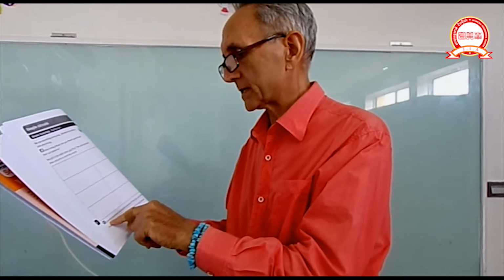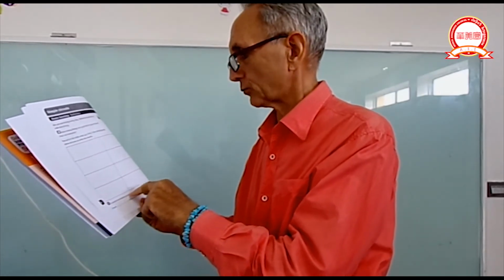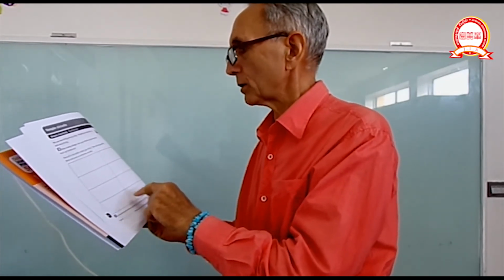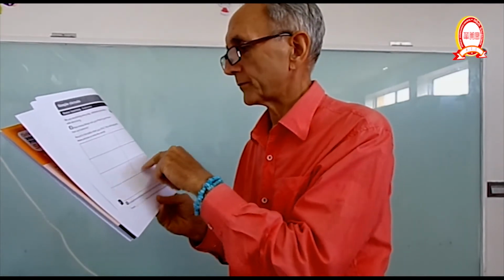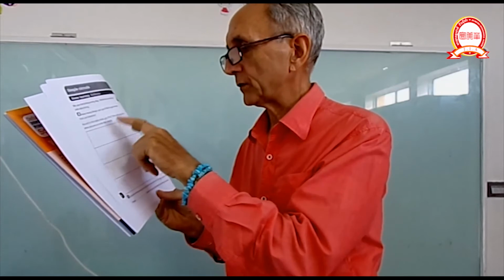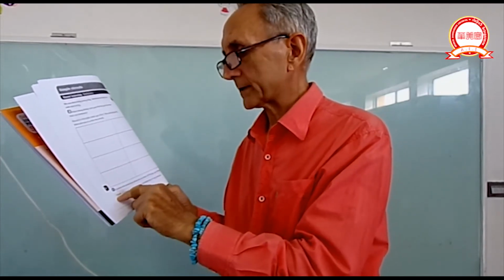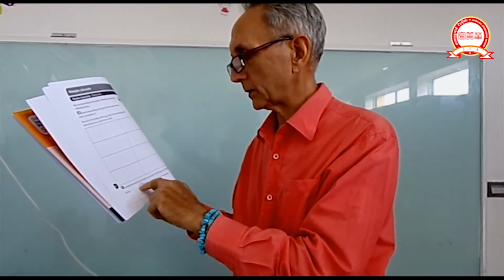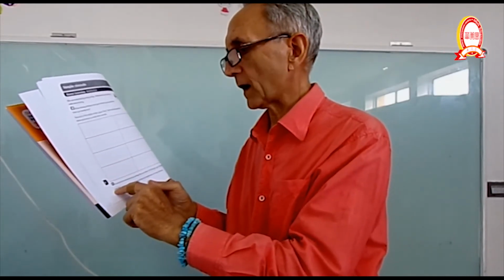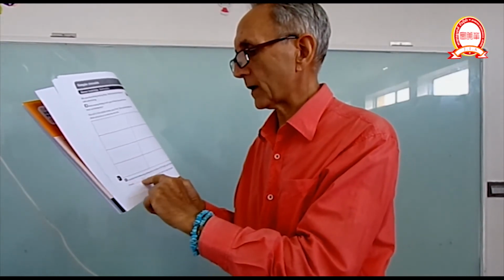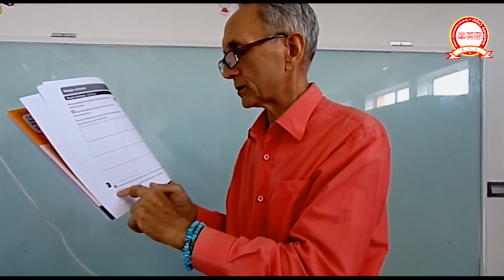Now, here it says finish the sentence. Write the number of things you found. So if you can't find 8, that's okay. Just do 6 or 7. But if you find 8, that's great. You write down the number here that you put in here. So if you found 5, you say I found 5. If you found 6, you say I found 6.